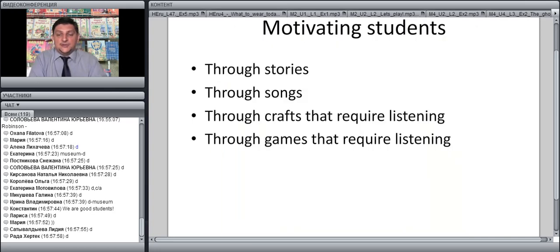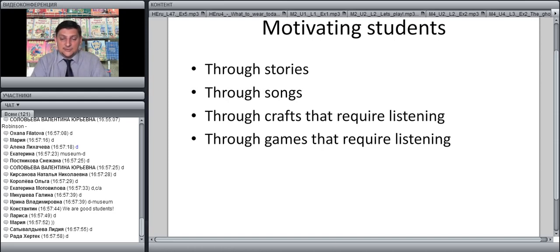There are different ways you can motivate students to listen. Motivation is best achieved through telling stories to students. Children like to listen to stories. Motivation is also achieved through listening to songs. People of almost all ages like music and they like to listen to songs.